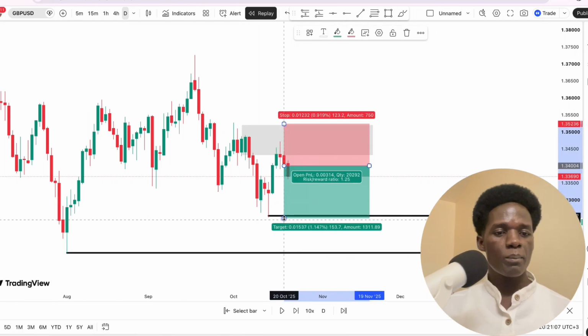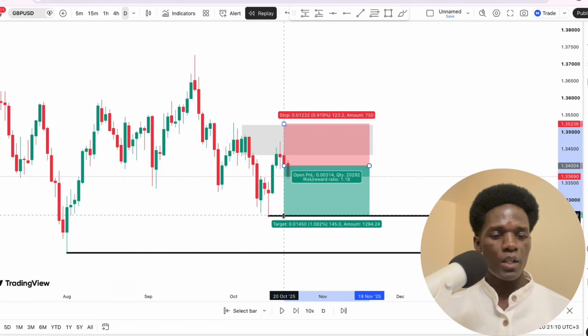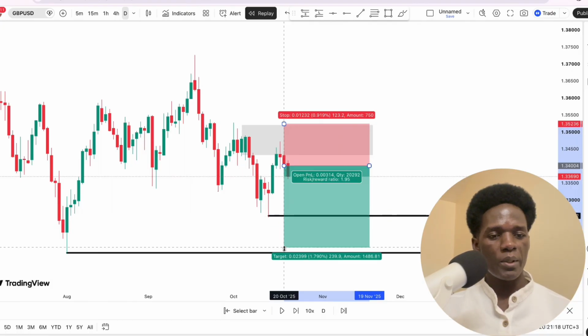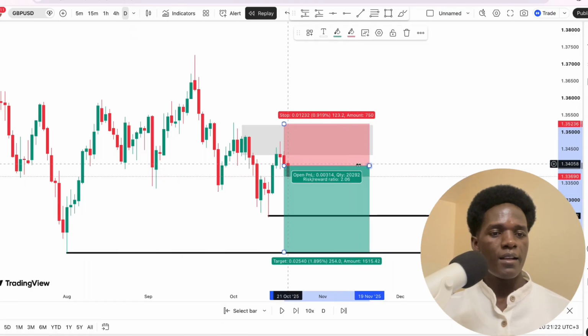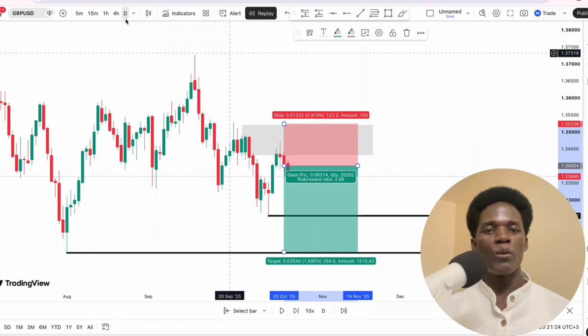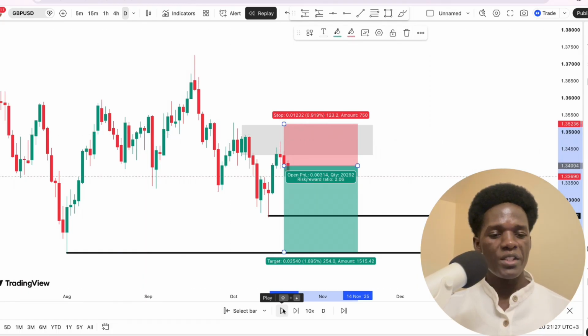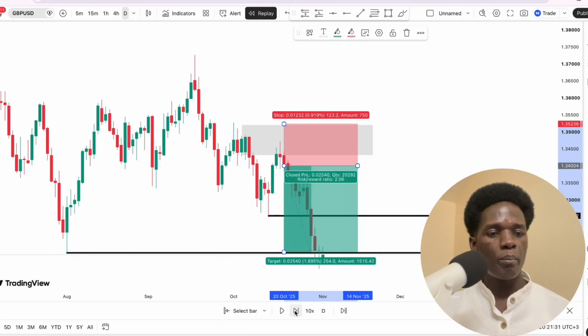So your first take profit, you can press it here. You can divide into two positions. Your first take profit, you can press it here. Then another one, you press it here. And what do we do? We just want to wait for price to hit our TP.